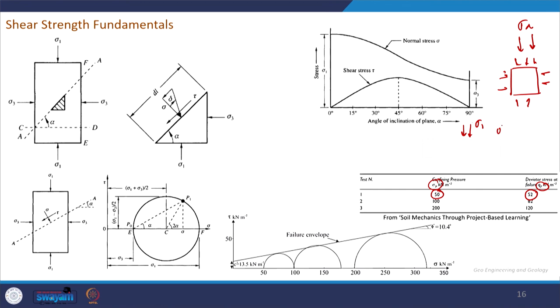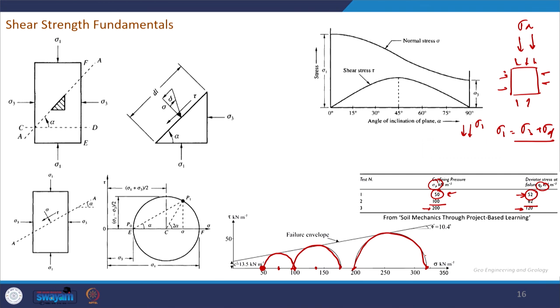So, sigma 1 becomes equal to sigma 3 plus sigma d. Here, what is the value of sigma 1 then? You know the deviatoric stress, so you know the value of sigma 1. It is 52 plus 50, 102. So, you mark sigma 3, you mark 102, and you draw the circle because you know the radius. In the next experiment, we are taking 100 as sigma 3 and 182 as sigma 1. So, we are taking 100 here, 182 here, we know the radius, we can draw the Mohr circle. In the next experiment, it is 200 and then 200 plus 120, 320. So here, you draw the Mohr circle.